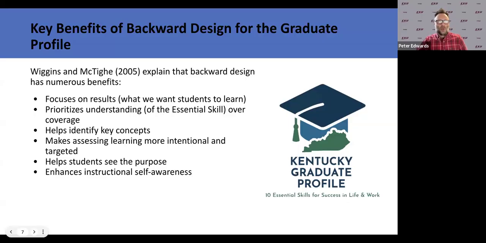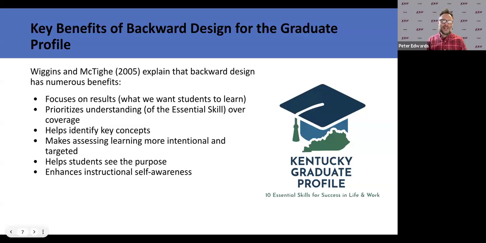Backwards design really focuses on the things that we want students to learn. We're really looking for understanding as opposed to, I have to cover so many chapters of the textbook. It's not so much that, it's what do the students need to know at the end of this course. By doing this, it'll help you understand what are the really key concepts that you need students to understand. And it'll help you intentionally target the things that your students need to know, which in turn defines what you need to be doing in your courses.